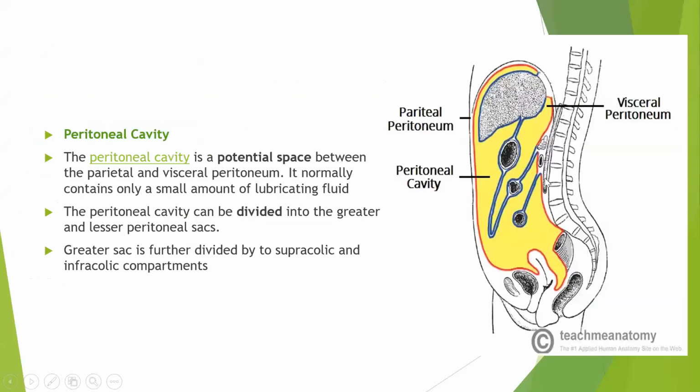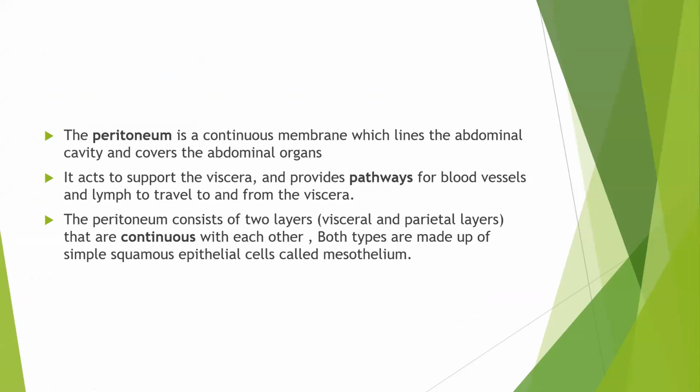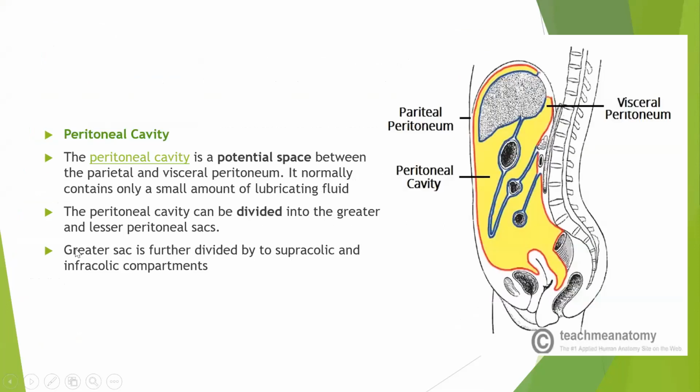The peritoneum consists of two layers, the visceral and the parietal layers, that are continuous with each other. Both types are made up of simple squamous epithelial cells called the mesothelium. The peritoneal cavity is a potential space between the parietal and visceral peritoneum. It normally contains only a small amount of lubricating fluid.